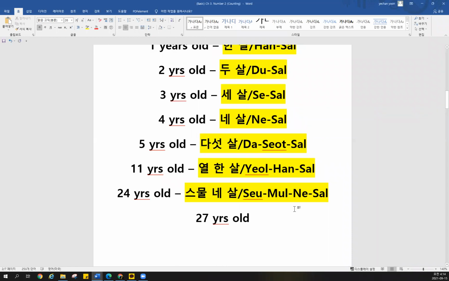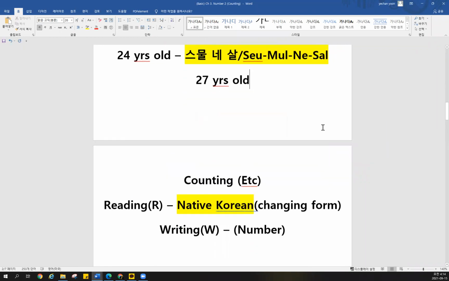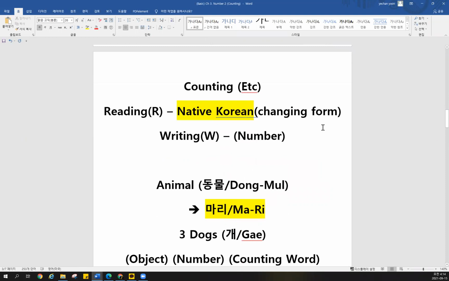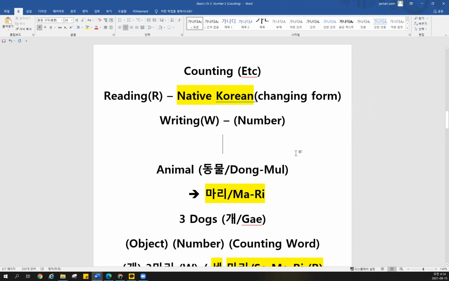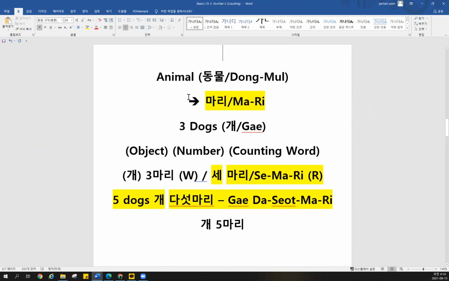Thank you so much. All right, I hope the other people can also write it down, okay? Then let's go to the next part. Each kind of product or object has its own counting word, okay? For reading, we will use native Korean with the changing form, but the writing is much more simple. Just the number and the counting word for that object. Okay, I'm going to give examples to help you out, everyone.